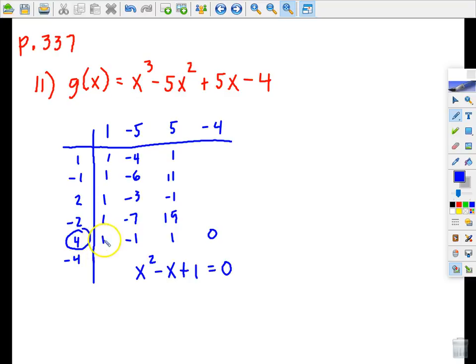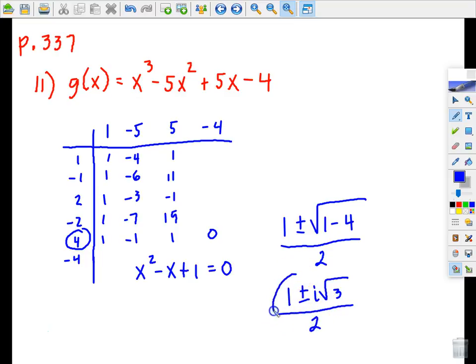And it looks like this: 1x squared minus 1x plus 1. Unfortunately, we can't factor this, so we're going to have to use the quadratic formula. The opposite of b plus or minus the square root of b squared minus 4ac, all over 2. And we end up with i square root of 3 all over 2. What I've circled here represents 2 solutions because of the plus or minus. And the other solution is the rational number 4.